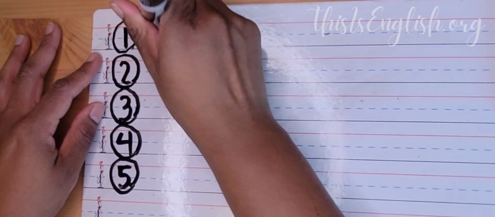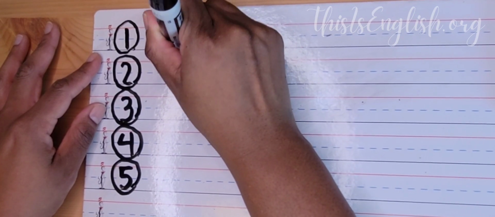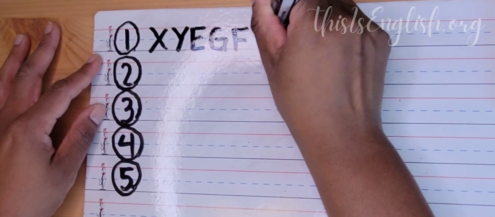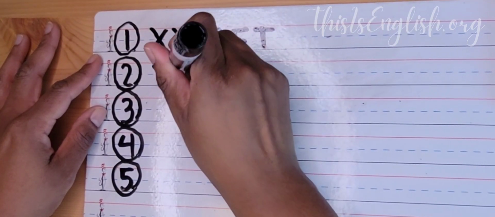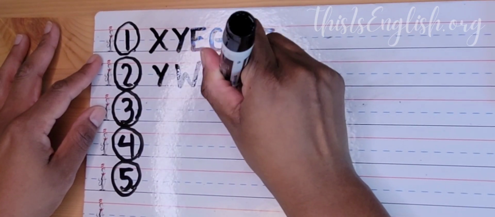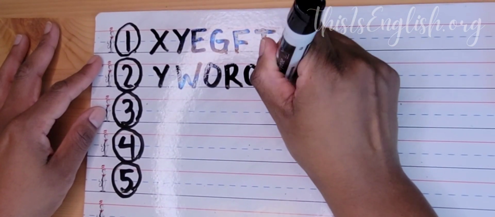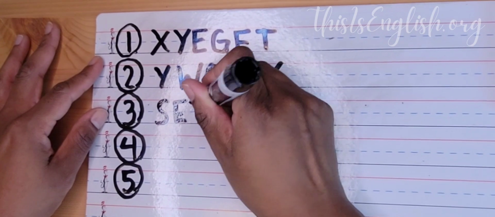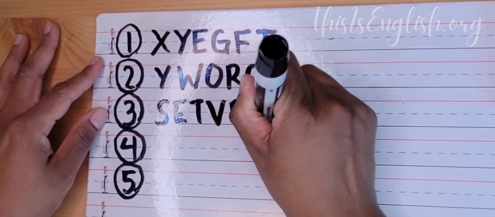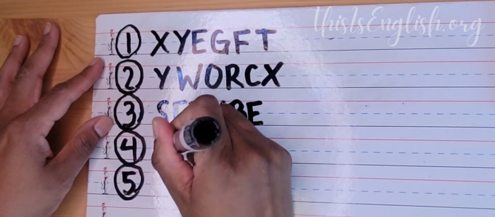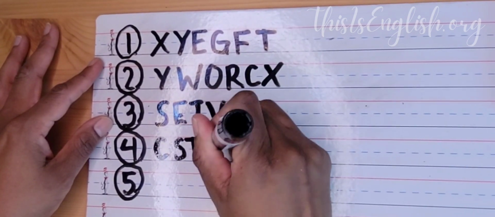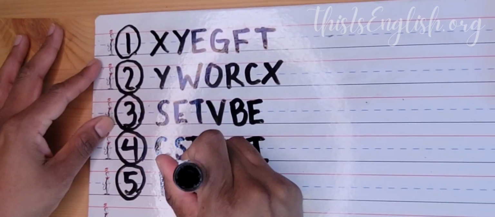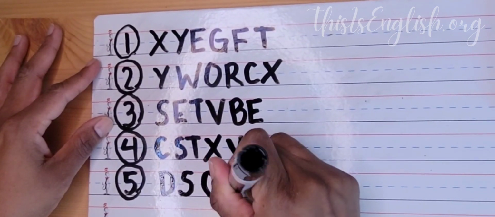Listening number 1: X, Y, E, G, F, T. Number 2: Y, W, O, R, C, X. Number 3: S, E, T, V, B, E. Number 4: C, S, T, X, V, I. Number 5: D, S, C, N, U.